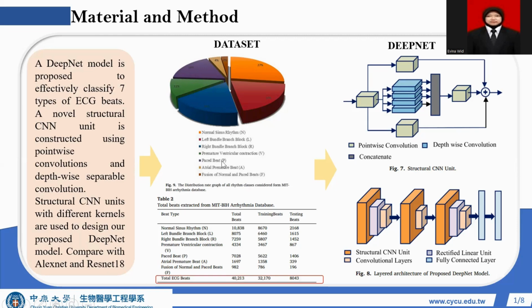And fusion of normal and flash speed, we call F. So this is the 7 classification of ECG beats. After we got the dataset, we separated it into training 80% and testing 20%, and then we go to the DeepNet model.